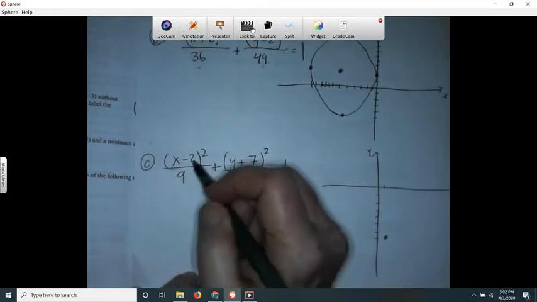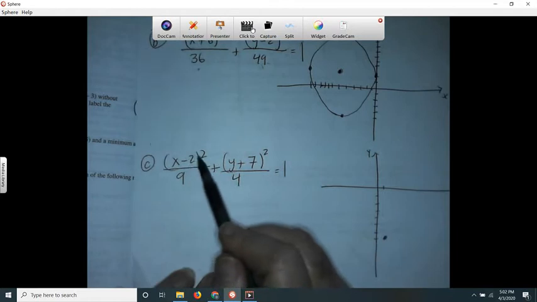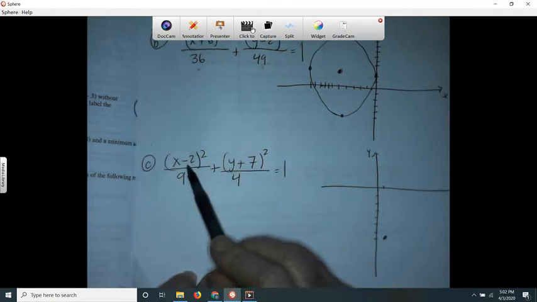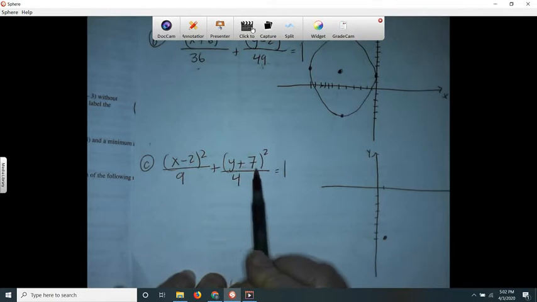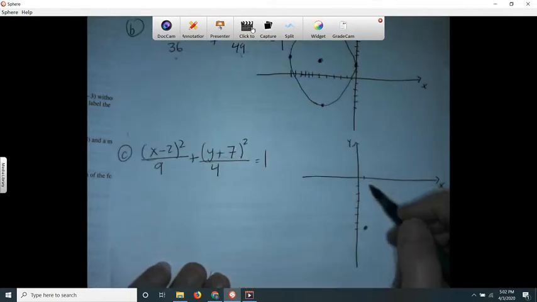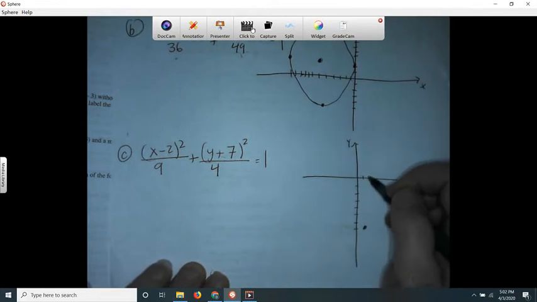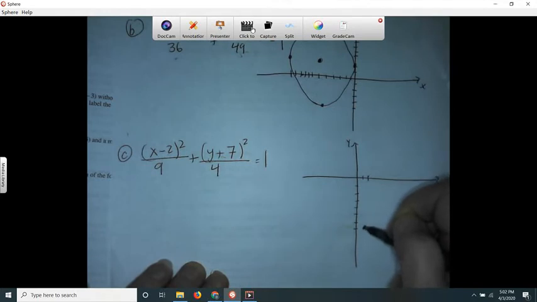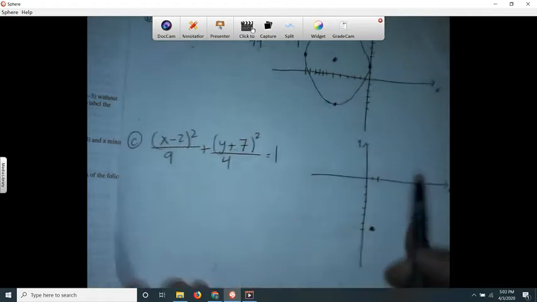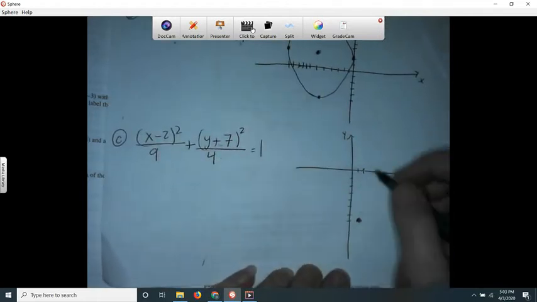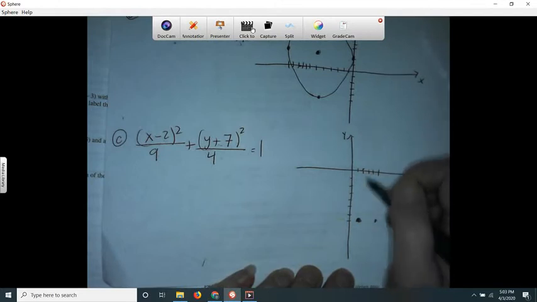Okay, so how you graph them is you look right here. This is h and k. So this tells me go right 2, and this would be down 7. It's like I already started it, I guess. There it is. And then this is a squared and b squared. So a is going to be 3. That means horizontally I'm going to go right by 3, 1, 2, 3, and left by 3.